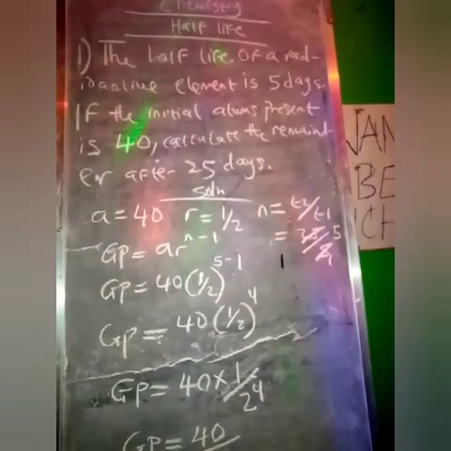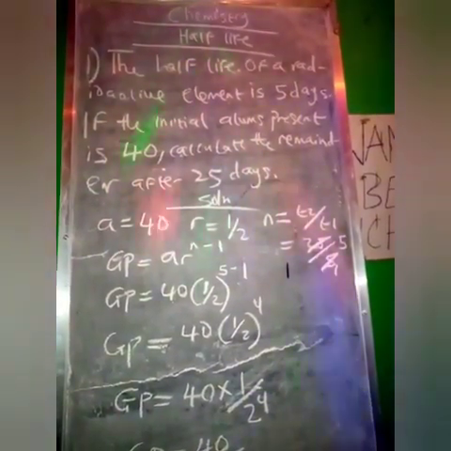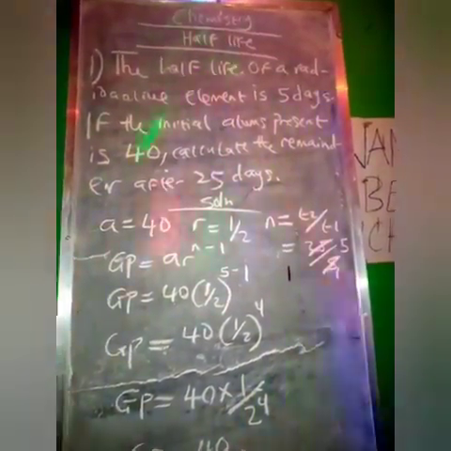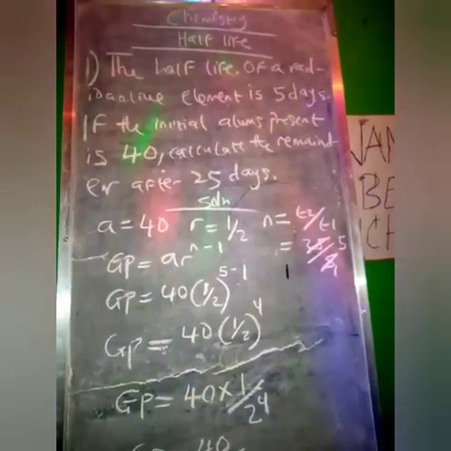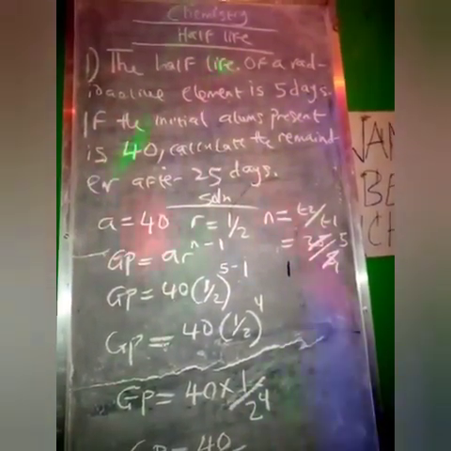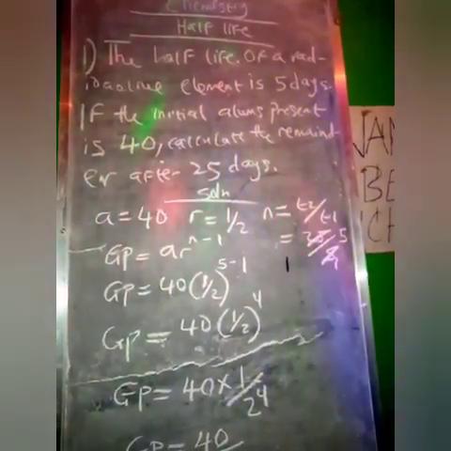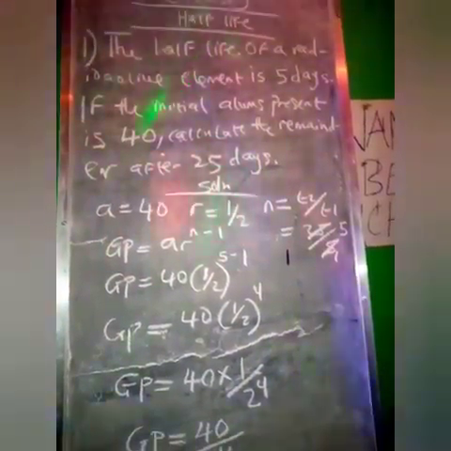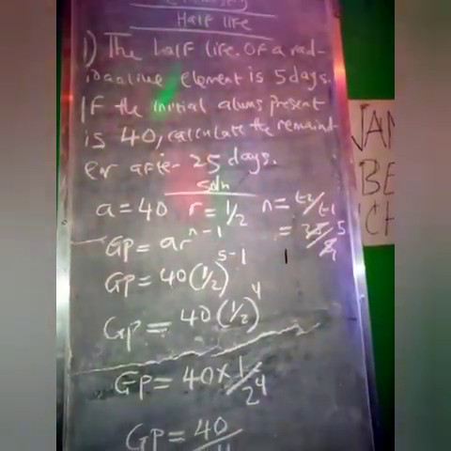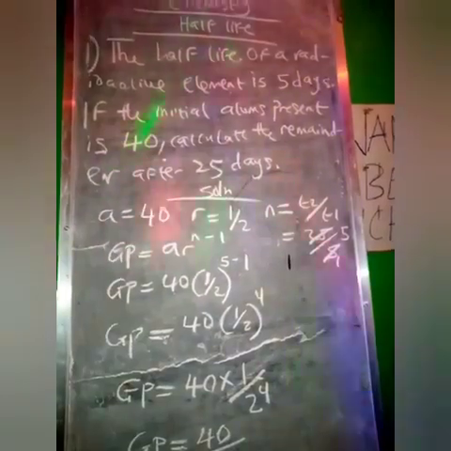So the n would then be T2 over T1, required time over half-life. T2 over T1, you can say the bigger time divided by the smaller time. 25 days divided by 5 days.